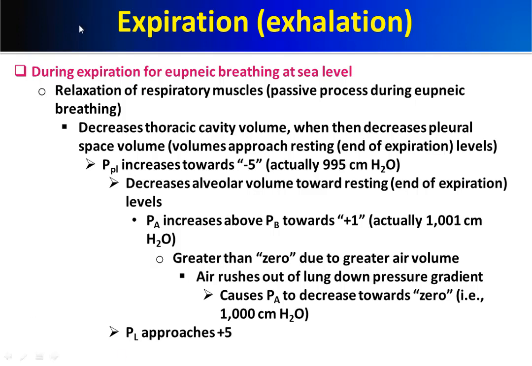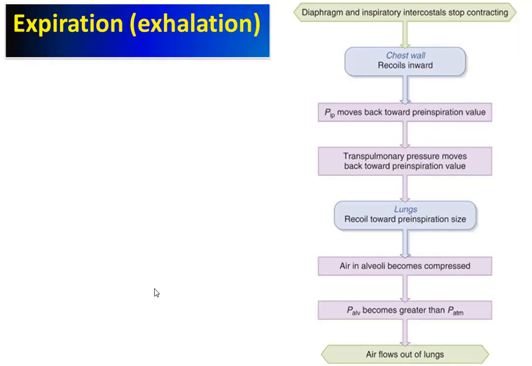And by the end of normal resting expiration at sea level, the transpulmonary pressure approaches its resting value, which is positive 5 millimeters of mercury or positive 5 centimeters of water.